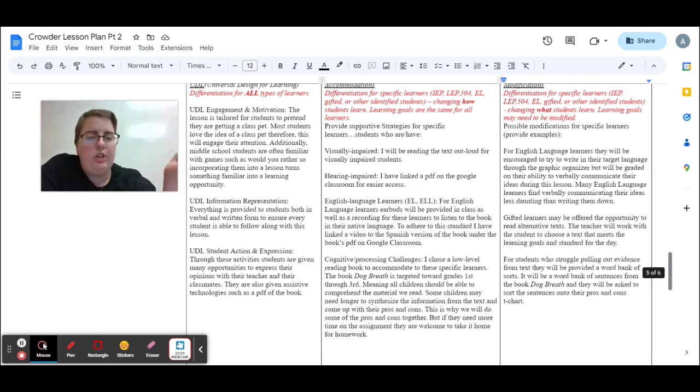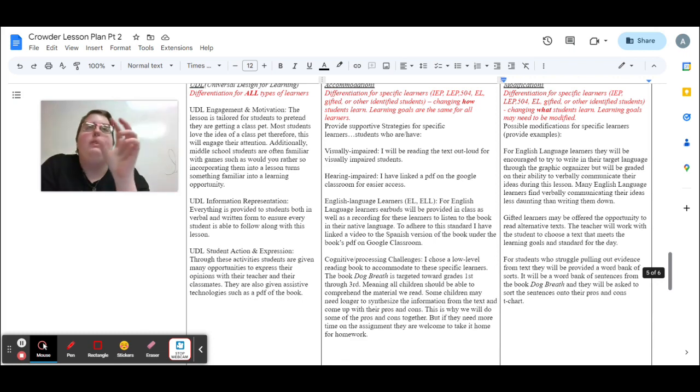Many English language learners find verbally communicating their ideas less daunting than writing. I think this is because they often speak English more than they write it, so writing can be difficult. Gifted learners may be offered the opportunity to read alternative text, and the teacher will work with the students to choose the text that meets the learning goals and standards for the day. For students who struggle pulling out evidence, they will be provided a word bank.